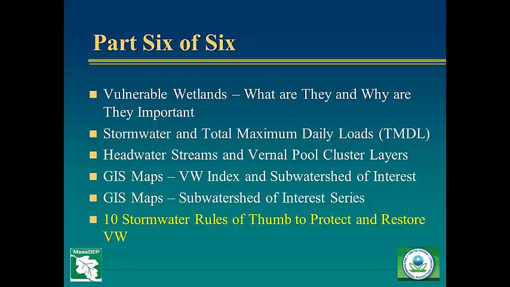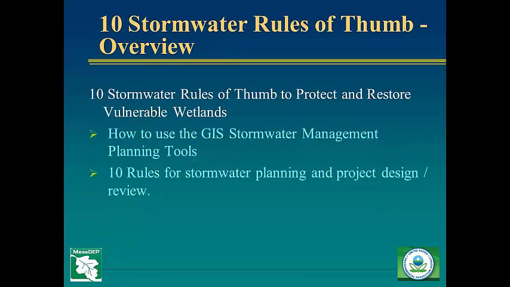The final segment in the Vulnerable Wetlands and Stormwater Management Planning series presents 10 rules of thumb to apply when deciding on strategies to address stormwater issues. In this presentation, we developed 2 map series for each subwatershed of interest. The base map for Type 1 series incorporates the Index of Ecological Integrity data layer, and the base map for Type 2 series includes the hydrologic soil groups.